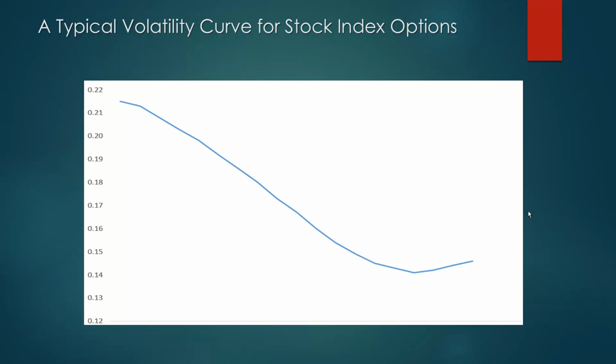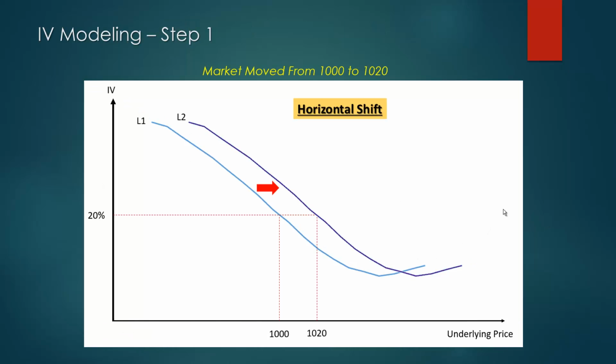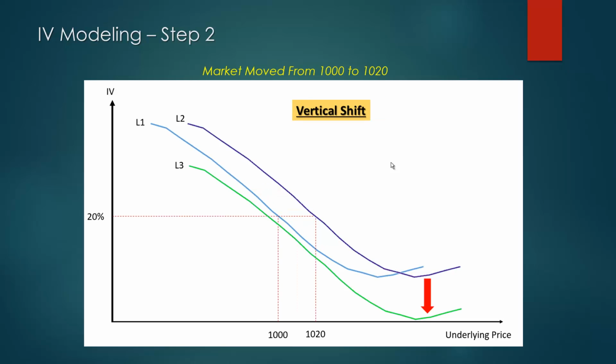So this is a typical volatility curve. Now, when the underlying moves in price, for example, like RUT, if it moves 20 points, the curve will go towards the right by 20 points. That's called the horizontal shift. This is the first step. Then after that, they will go through a vertical drop.